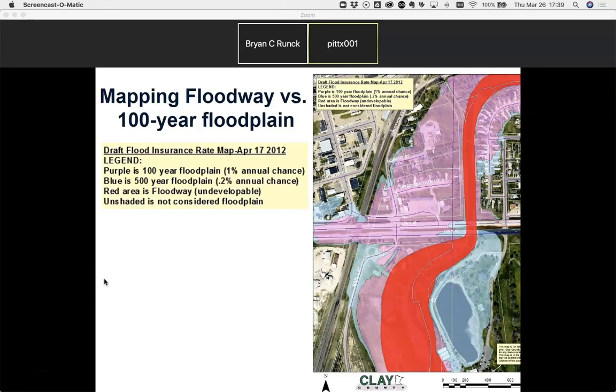Generally speaking, as I said, the floodway is restricted to no development at all. The purple area represents the 100-year floodplain. So this is the spatial extent of the 100-year floodplain on both sides of Highway 10. This is up near Moorhead in Clay County. And then the blue areas represent those landscapes that are flooded by the 500-year storm event.